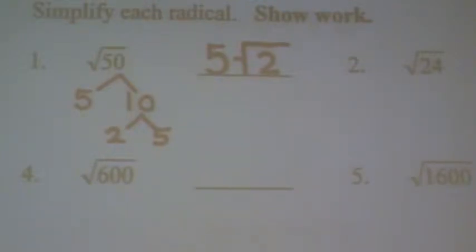Sam, are you good? Okay. Now 24. Tell me what times what is 24? I heard 6 and 4. I'm going to go with that. 6 times 4. Okay, can you break up 6? And can you break up 4? Now 4 is a perfect square. So what comes out of the radical? A 2. But what stays? 6. So we really didn't need to break that 6 up. If it doesn't come out, you put it back together by multiplying.